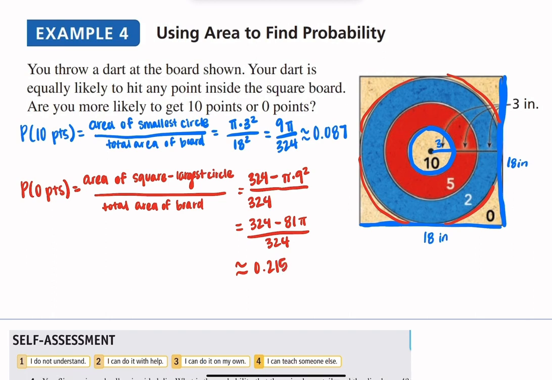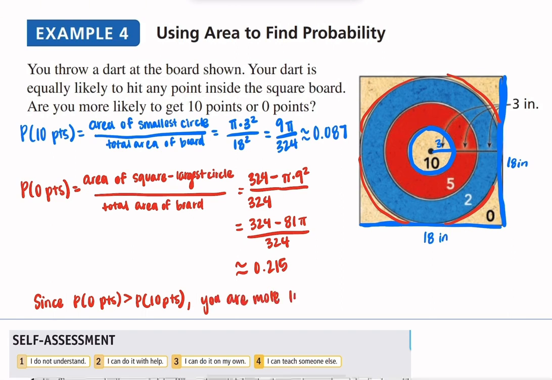Okay? So since the probability of getting 0 points is greater than the probability of getting 10 points, that 0.215 is greater than 0.087, you are more likely to get 0 points than 10.